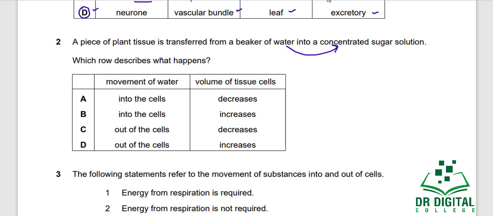Water is dilute, so a lot of water must have entered the cells of the plant tissue by endosmosis. Now when it is transferred to the concentrated sugar solution, what will happen? Water from the cells of this tissue will get out. So the movement of water will be out of the cell rather than into the cell. So answers A and B are wrong. C and D can be the correct answers. When water is getting out, the volume of the tissue should decrease. It cannot increase, so the answer should not be D. The answer for question 2 is C.